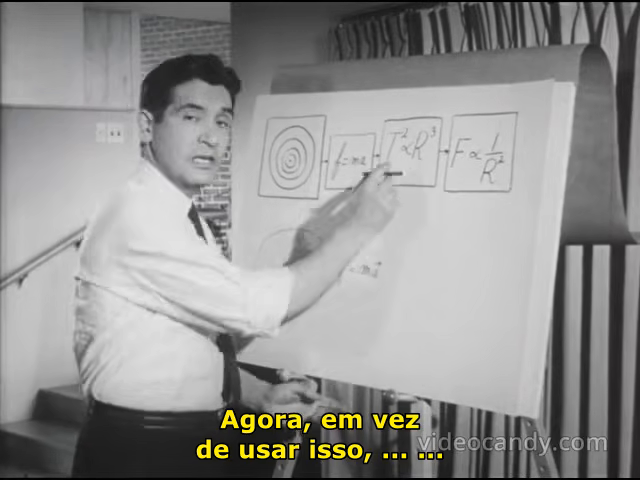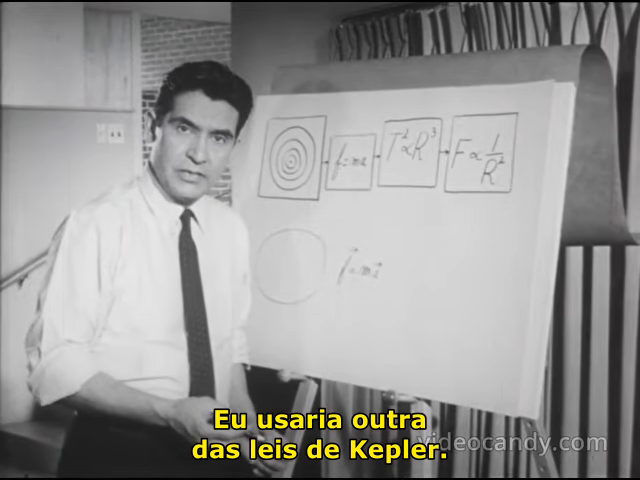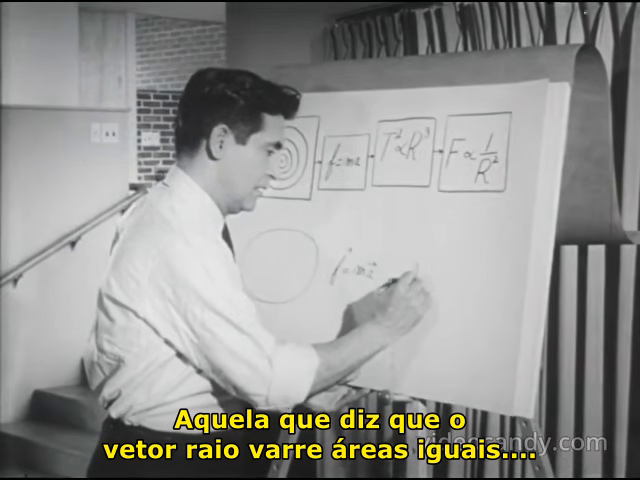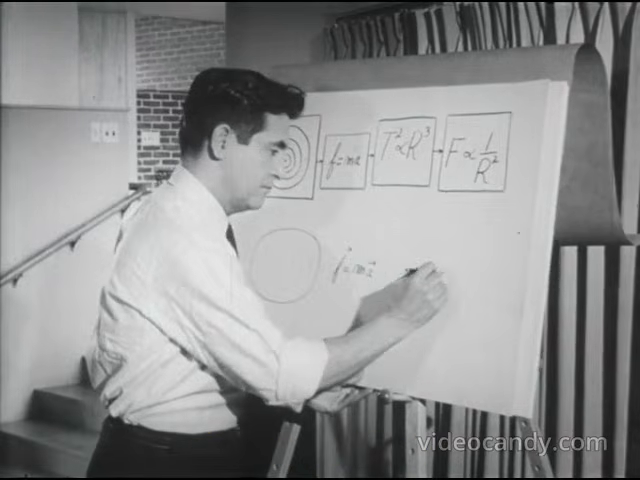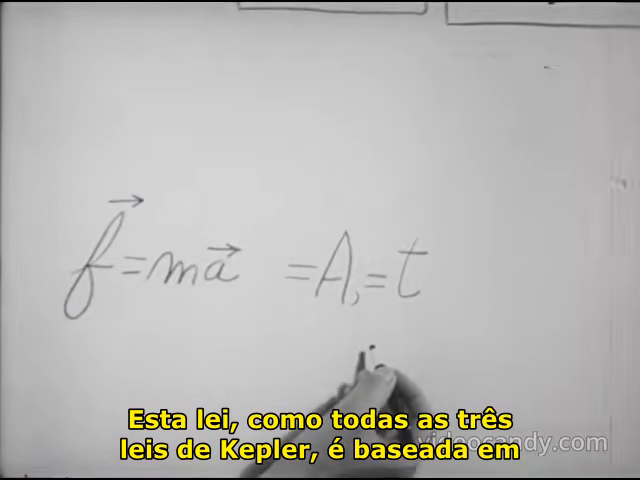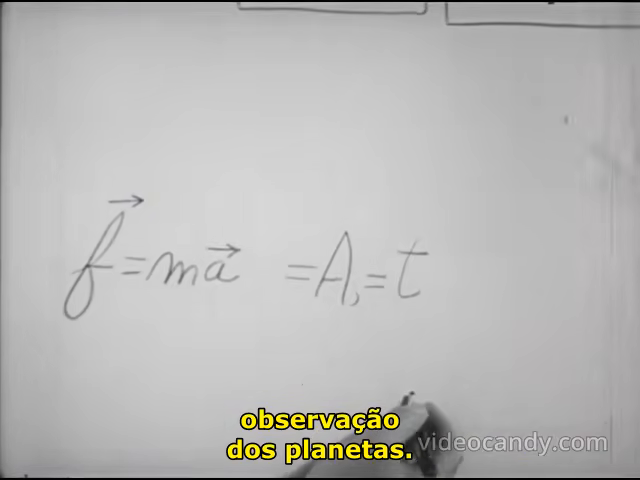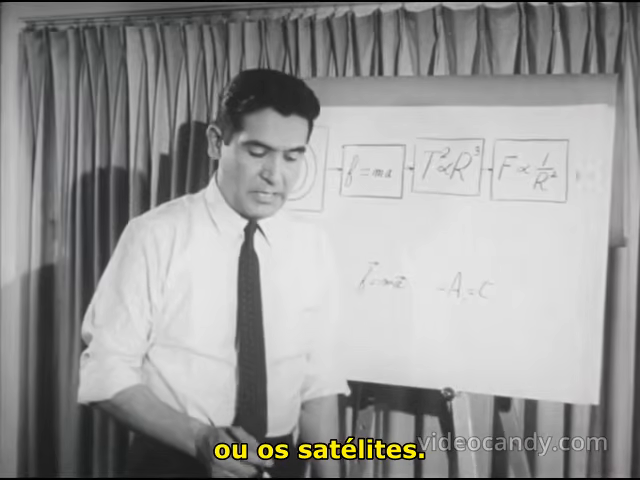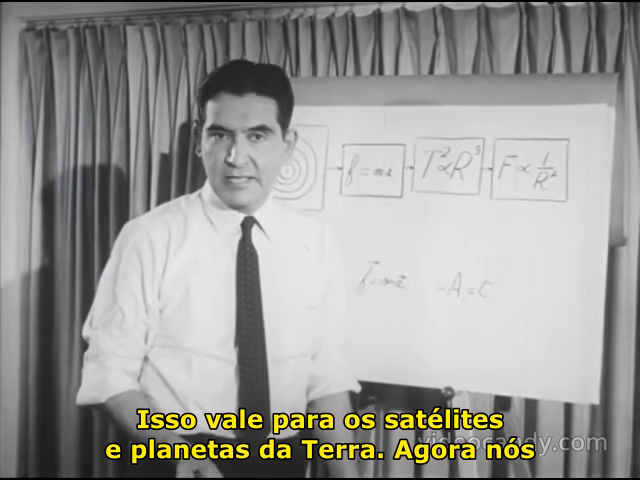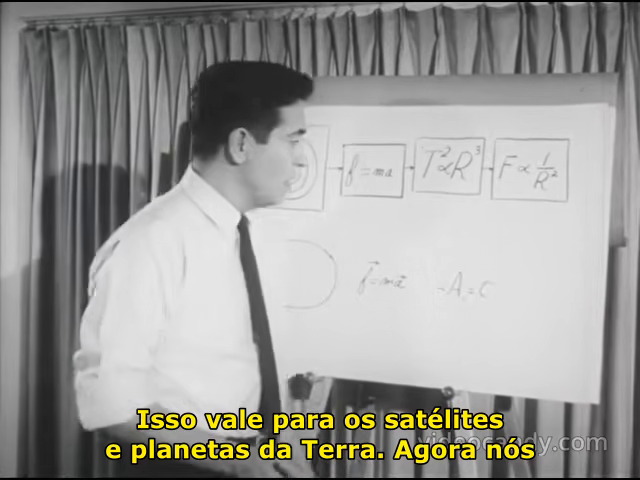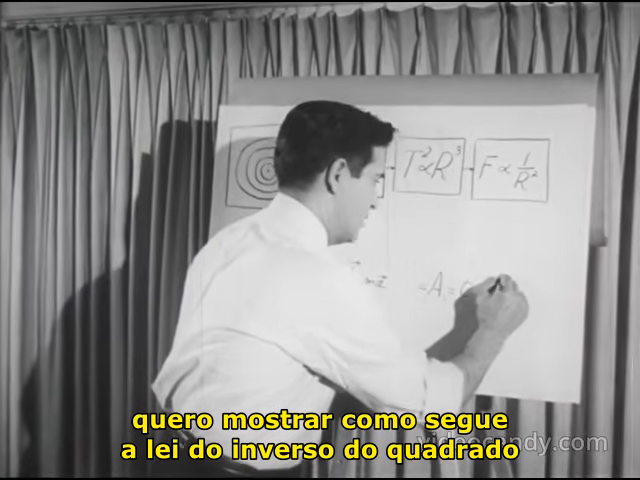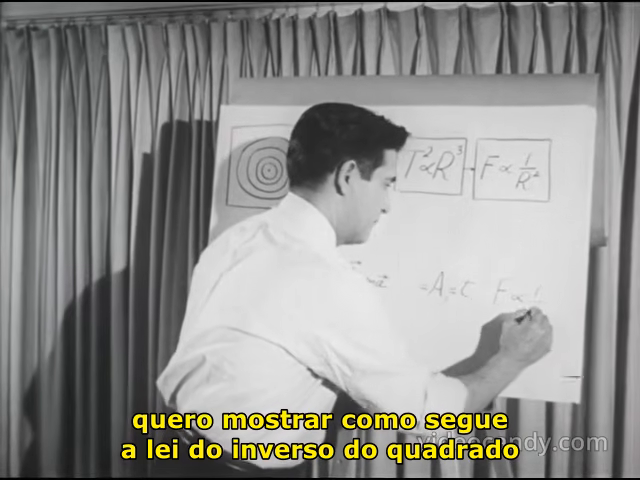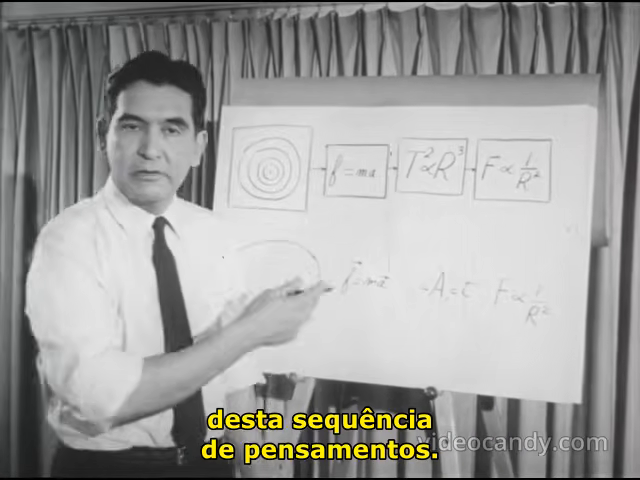Now, instead of using this, I will use another of Kepler's laws, the one that says that the radius vector sweeps out equal areas in equal times. This law, like all three of Kepler's laws, is based on direct observation of the planets. But today we get the relationship from observation of the satellites. It holds for Earth satellites and planets. Now we want to show how the inverse square law follows from this sequence of thoughts.